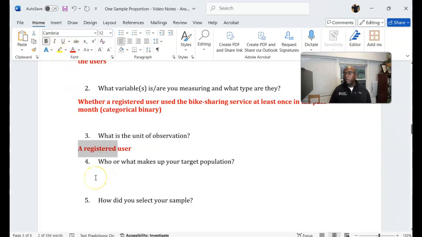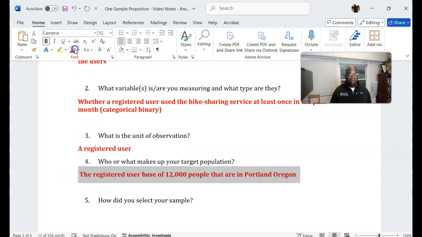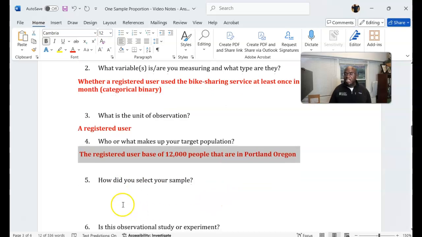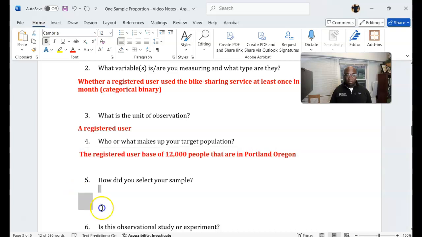What makes up the population? It's going to be those 12,000 registered users in Portland. Portland, Oregon, to be more exact. How did we select the sample? We randomly selected the 300 individuals.